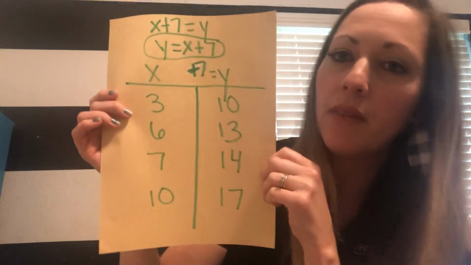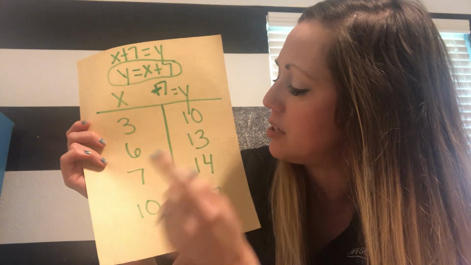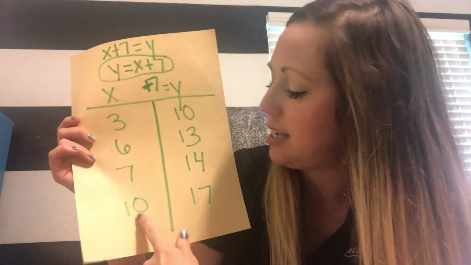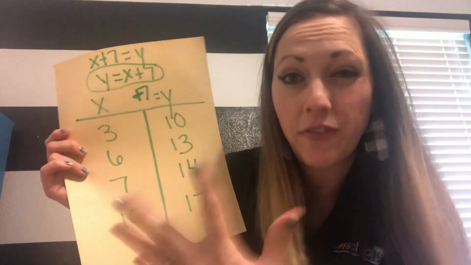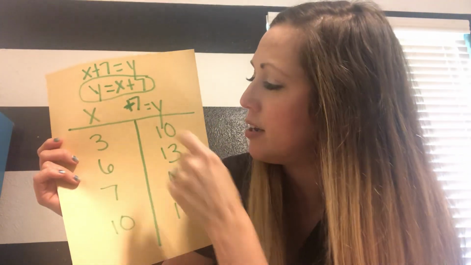Okay, so I hope you paused and worked on it. And if you want to look at this really quickly. All right, so we have a 3 to a 10, a 6 to a 13, a 7 to a 14, a 10 to a 17. So I figured out that we were adding 7. So x plus 7 is our y.